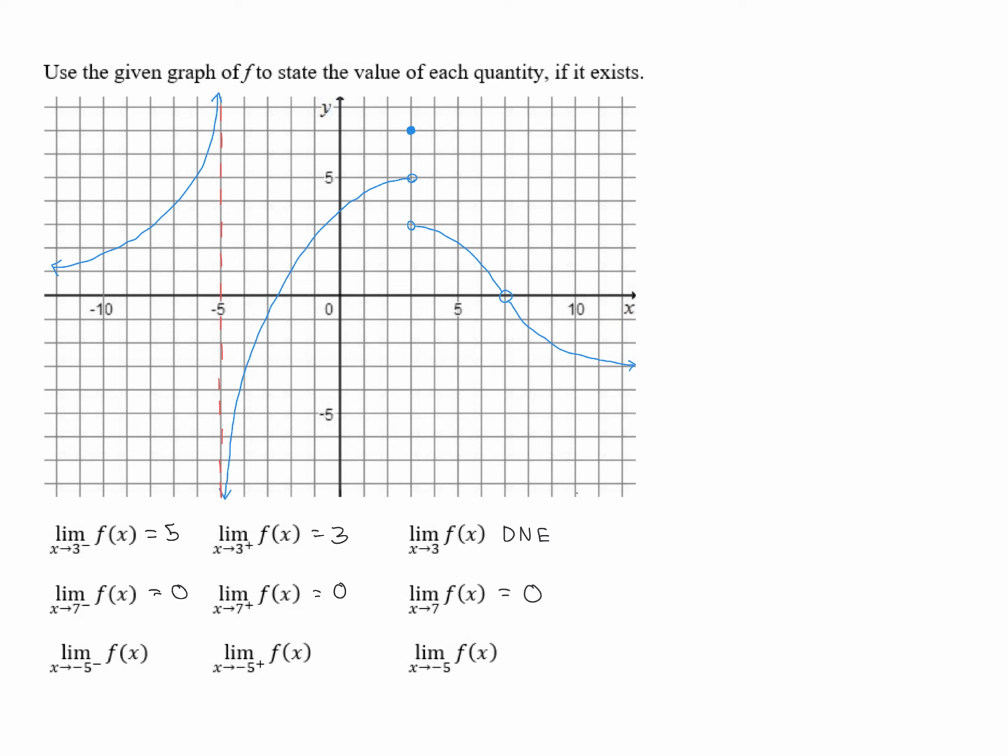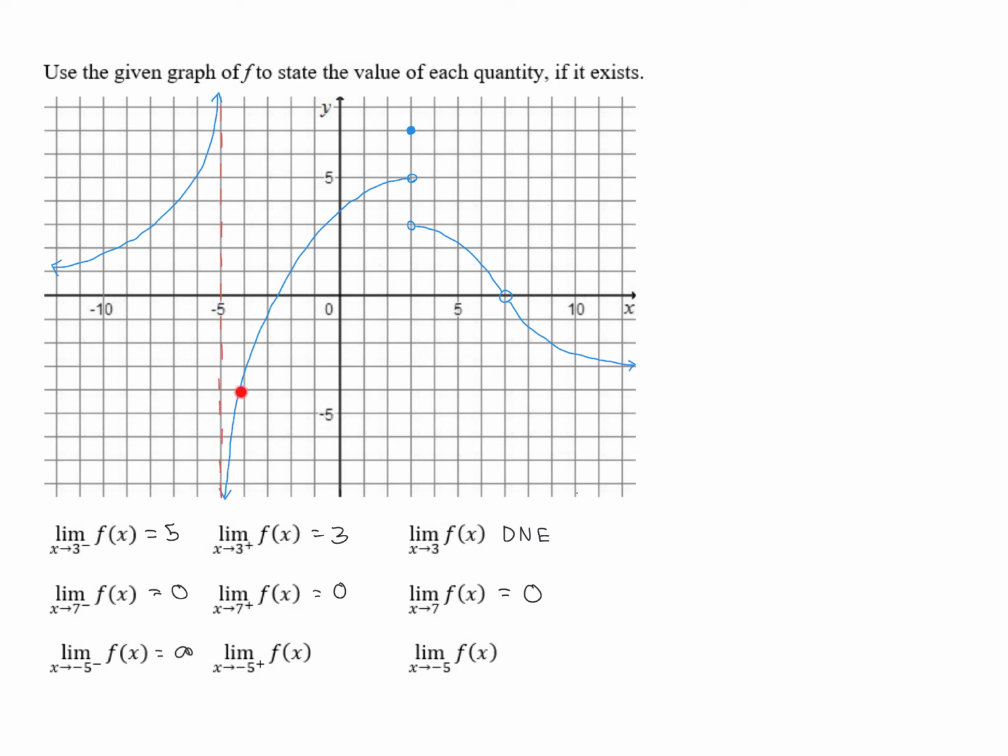Lastly, we're going to look at what happens as x approaches -5 from the left and the right, and then the two-sided limit. -5 is here, and you can see there's a vertical asymptote. If we look at the graph on the left side of that, it looks like it's going up towards positive infinity asymptotically. So we can say that the left-handed limit is positive infinity.